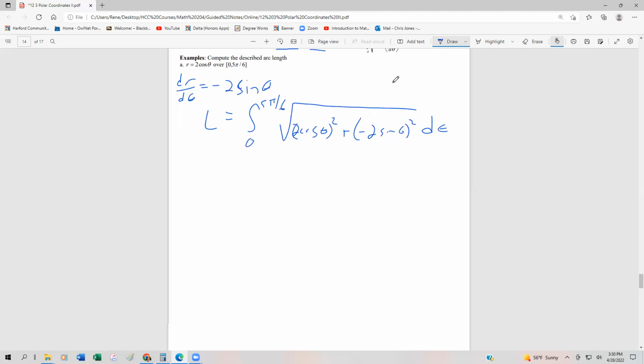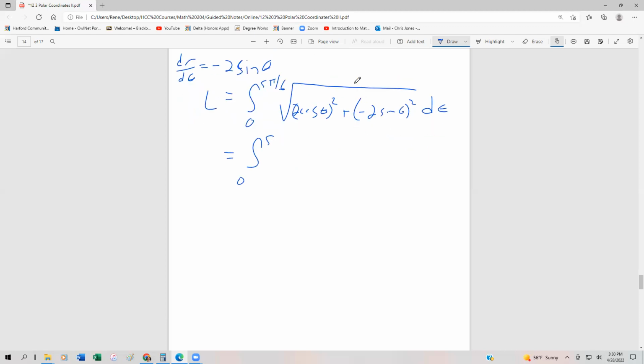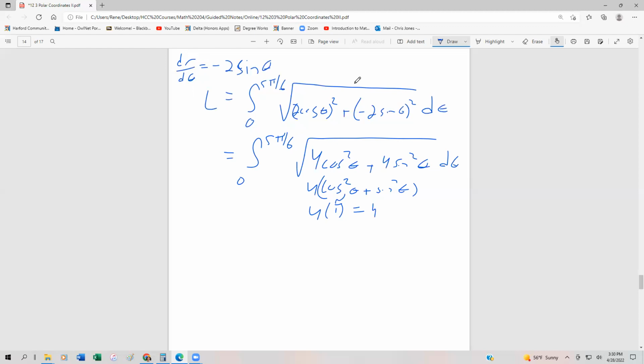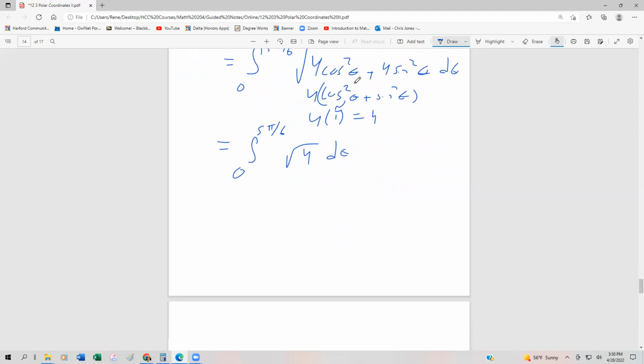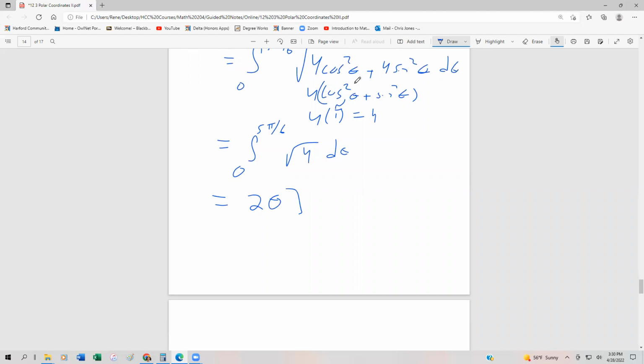And this works out really nicely because this is going to become the integral from 0 to 5 pi/6 of the square root of 4 cos squared theta plus 4 sine squared theta d theta. If we factor the 4 out, we would get 4 times cos squared theta plus sine squared theta. And we know that's 1 by our Pythagorean identity, which is going to be just 4. And so this now becomes the integral from 0 to 5 pi/6 of the square root of 4 d theta. We know the square root of 4 is 2. That's going to be 2 theta from 0 to 5 pi/6. And that's going to be 2 times 5 pi/6 minus 2 times 0, or 5 pi/3.